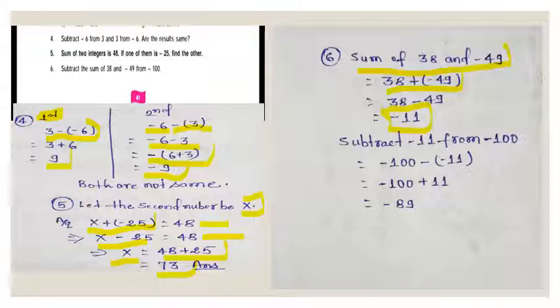Now the second condition is subtract from minus 100, which means subtract minus 11 from minus 100. Minus 100 minus minus 11 means minus 100 plus 11, which equals minus 89.